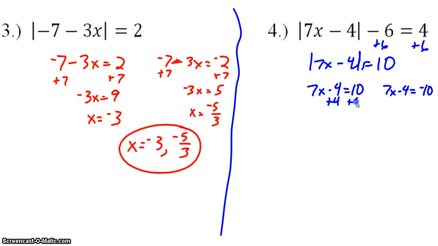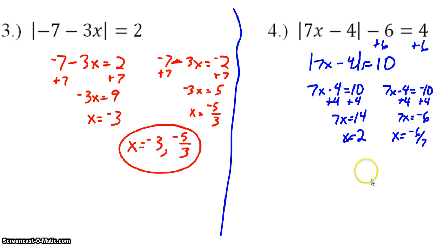Add 4 to both sides. 7x equals 14. Divide by 7, x equals 2. Add 4 to both sides here. 7x equals negative 6. Divide by 7, x equals negative 6/7, a fraction. So x equals 2 and negative 6/7.